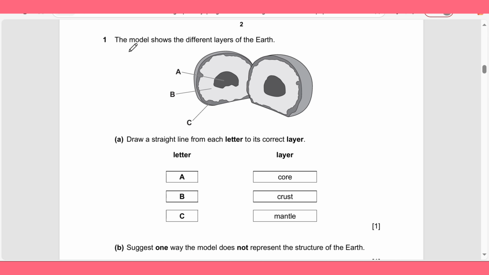Okay guys, number 1, the model shows the different layers of the earth. ABC, draw a straight line from each letter to its correct layer.